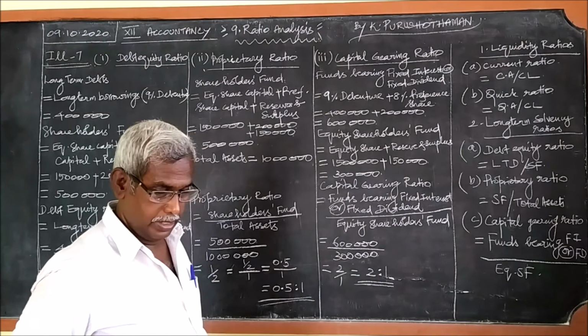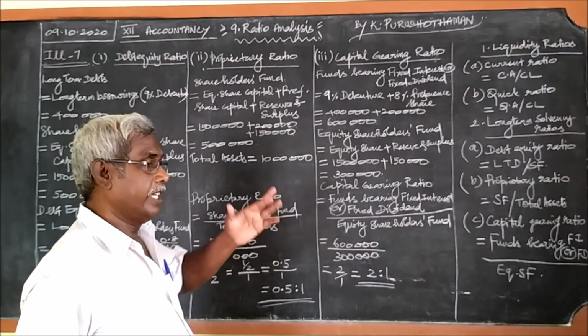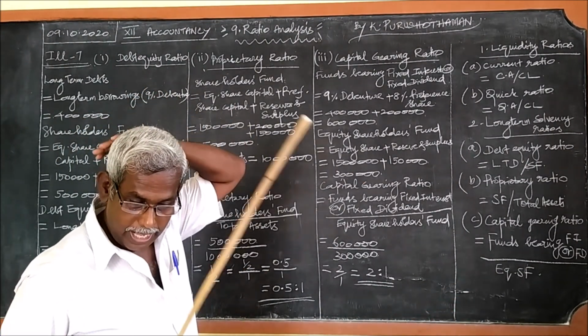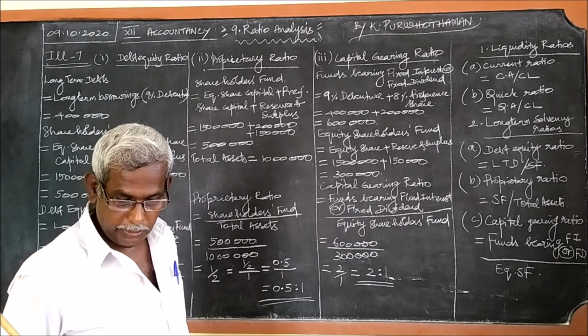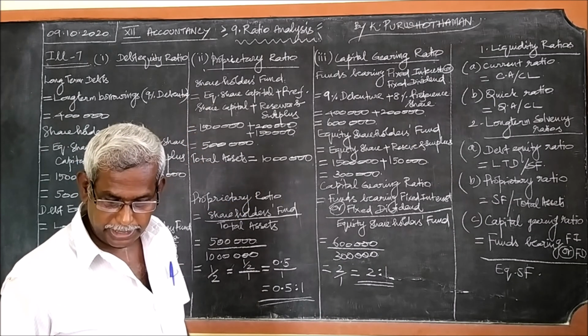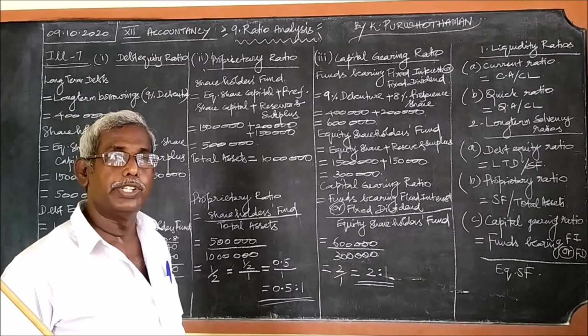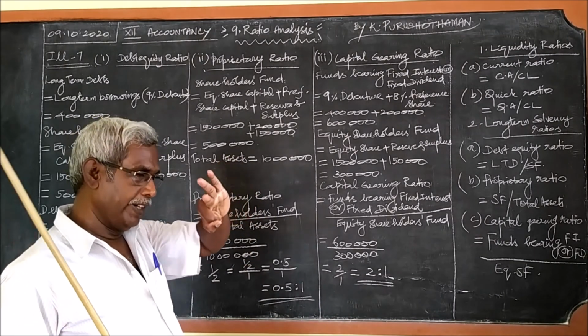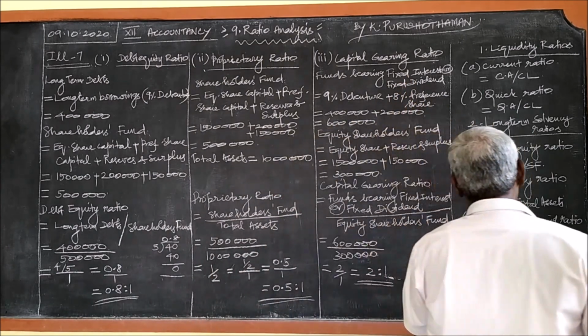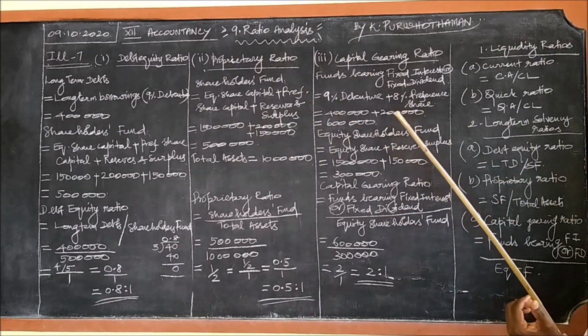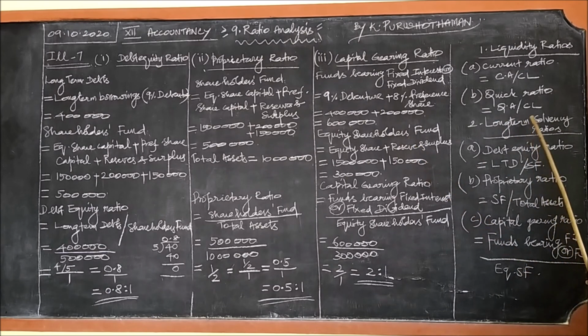So, how this question can be answered? As it is, from the following balance sheet, calculate debt equity ratio, proprietary ratio, capital gearing ratio. The 3 questions may be given like that. Or else in simple way, from the following balance sheet, find the long-term solvency ratio.